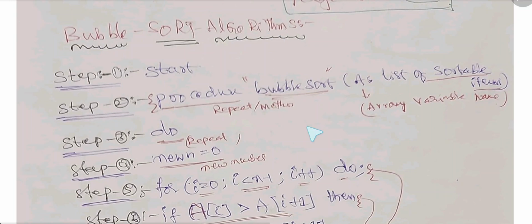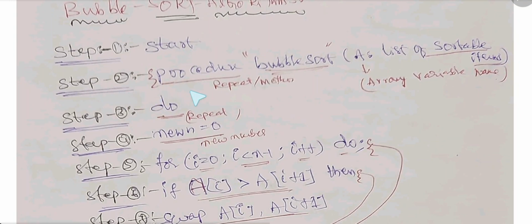Very simple. Algorithm means a step by step English representation of the program. Step 1 start, step 2 procedure bubble sort. A is the array variable name, the list of numbers to be sorted. The numbers will be taken here. Do, which means repeat, new n equal to 0. The first element should be taken as 0. New means new element. The variable is n equal to 0. For i equal to 0, i is less than n minus 1, because n is taken. i plus plus. Do, it will be repeated until swapping is done.